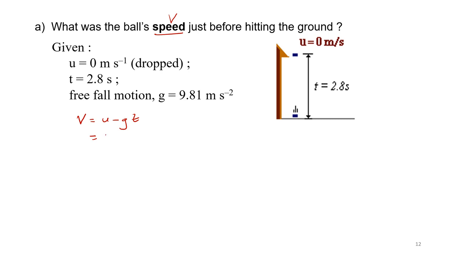Substitute initial velocity 0, acceleration due to gravity 9.81, time 2.8, and then we get final velocity or speed negative 27.47 meter per second. Negative sign because the direction of the ball is downward.